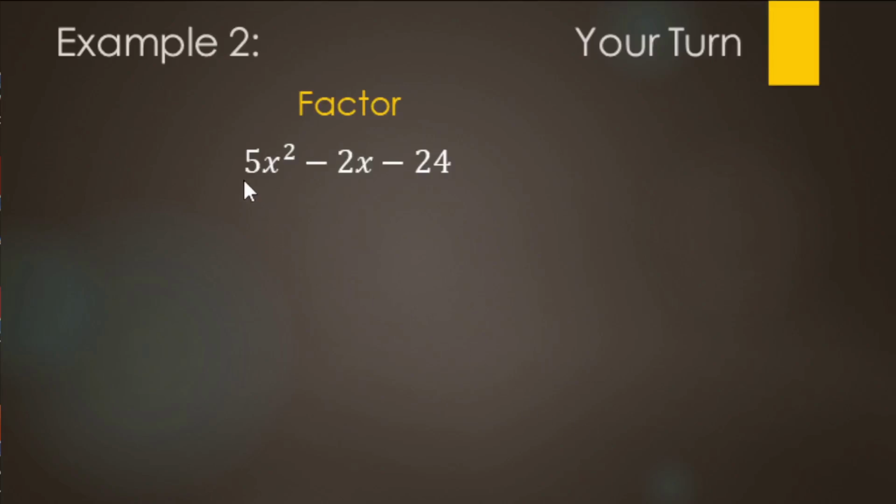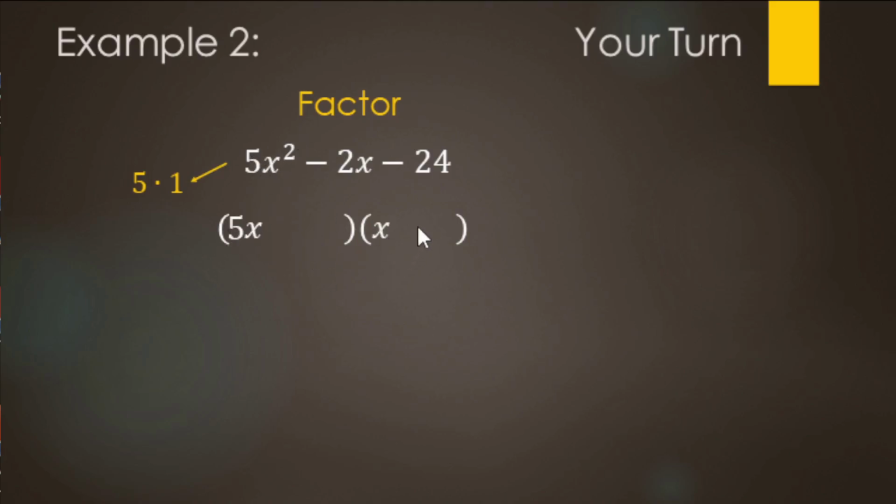So here we go with factoring 5x squared minus 2x minus 24 using the guess and check method. We know that the firsts have to multiply to 5x squared, so the coefficients, the numbers in front, have to multiply to 5. There's only one option there because 5 is prime. It's a 5 and a 1, so we have a 5x and a 1x. We already know those multiply to make 5x squared.